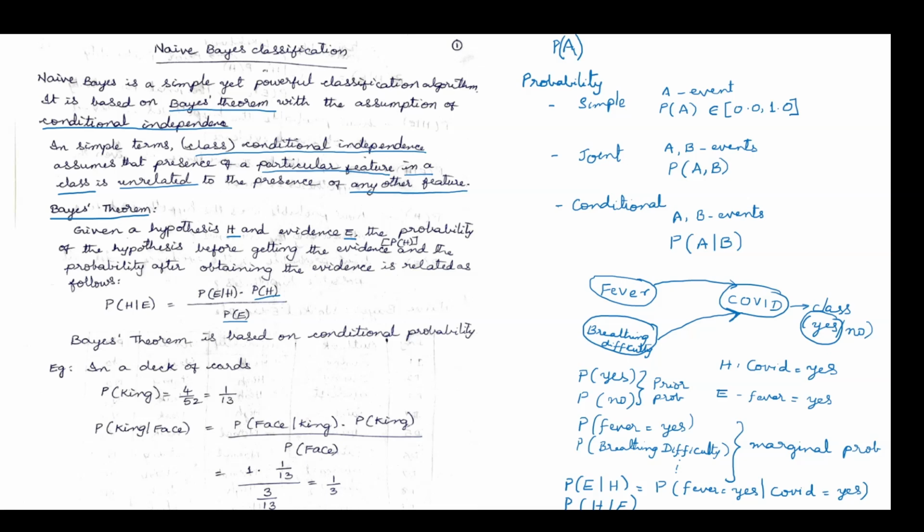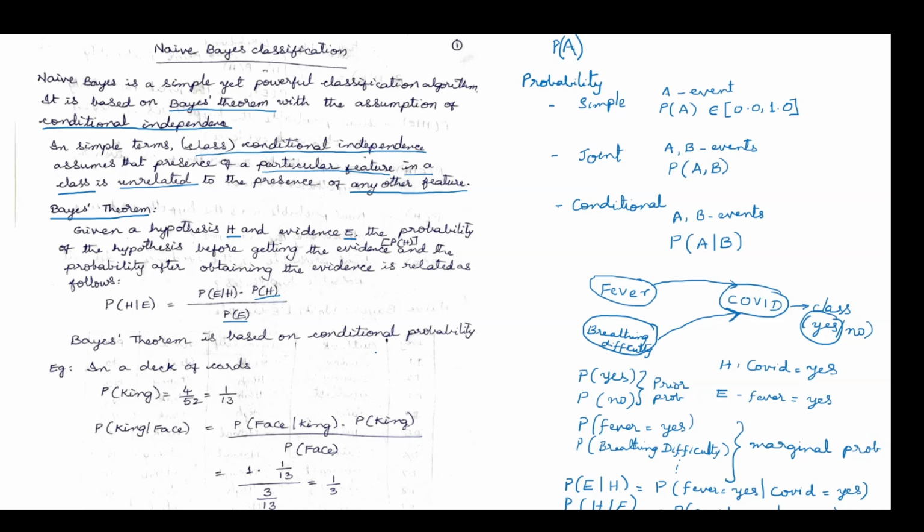P of H given E is, in this case, the probability for COVID to be present given that an evidence of fever is found. So this is how one would calculate the presence of COVID given an evidence. Just to understand how Bayes' theorem works, let us look at this case of a deck of cards.